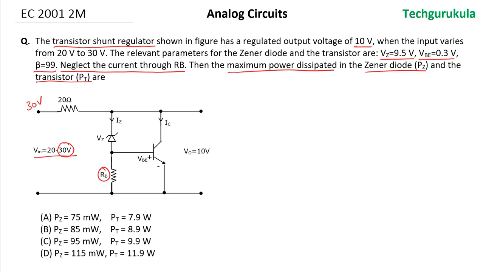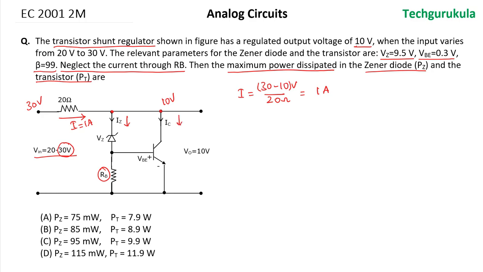When it is 30 volts and the output is 10 volts, in fact, even here it will be 10 volts, the amount of current flowing here will be, let's say this is I, equal to 30 minus 10 over 20 ohms. This is in volts. This will be equal to 1 ampere. If 1 ampere current is coming, it has to actually go part of it through here, which is IZ, and part of it is IC.